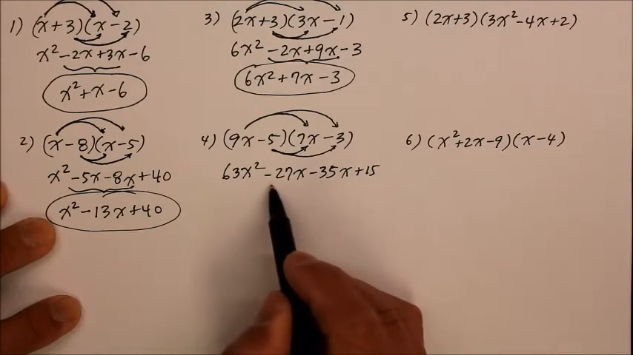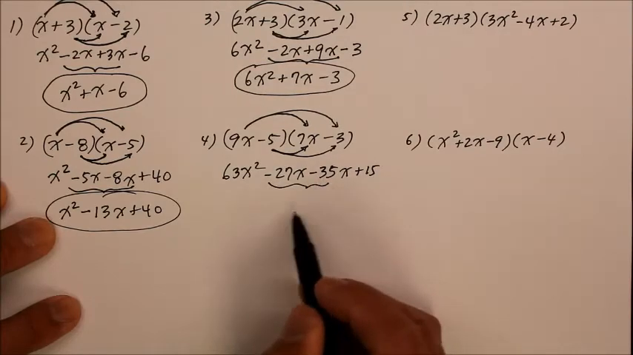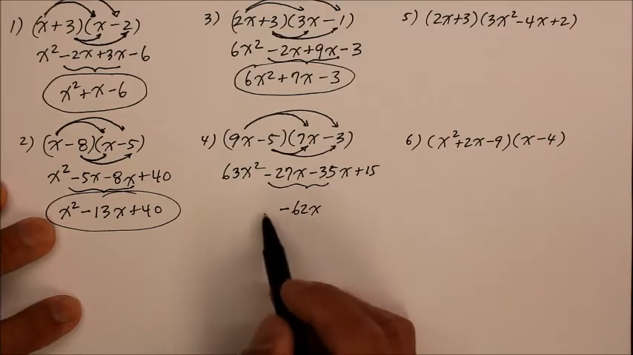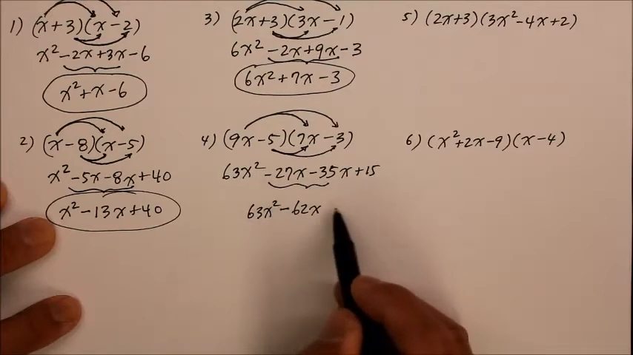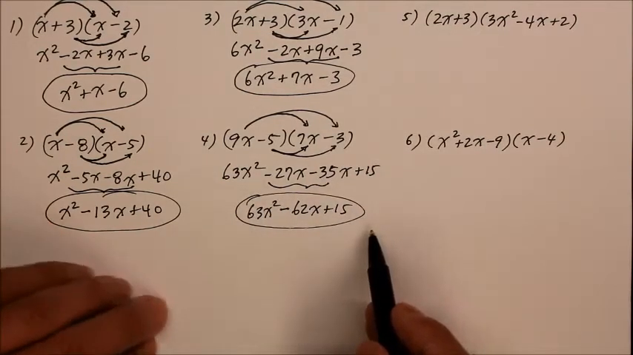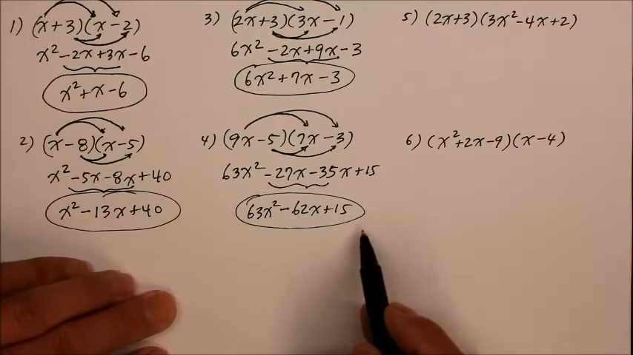Once again, combine the middle terms. In this case, they're both negative, so it becomes a bigger negative, and it's going to be 62x, I believe. And 63x squared, and the last term, 15, follows. There it is. So in essence, it really doesn't matter how long the polynomials are.